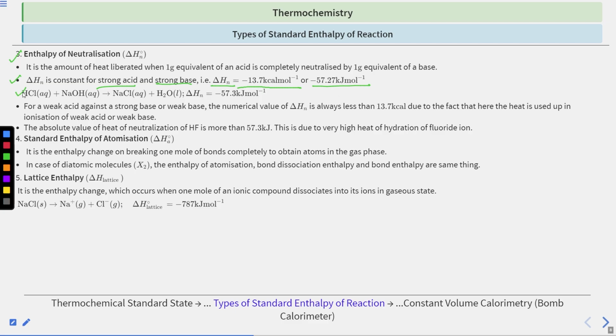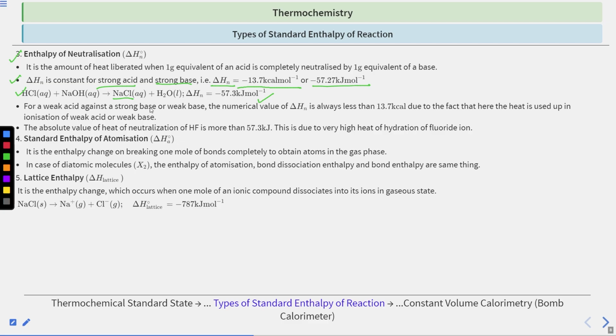We have this equation: HCl reacting with NaOH. So a strong acid and a strong base, a neutralization reaction is happening, forming NaCl and H2O, and the delta Hn, that is the enthalpy of neutralization, will be minus 57.27 kilojoule per mole.